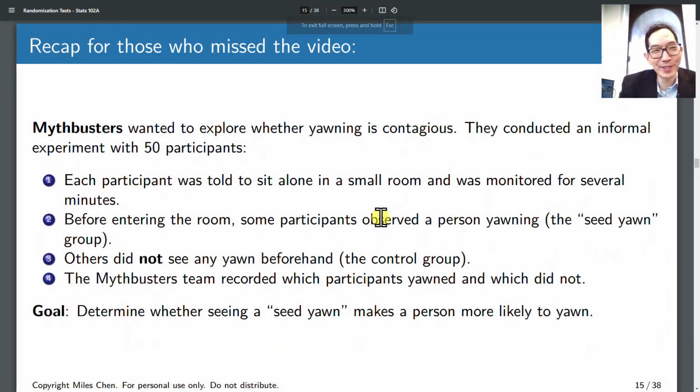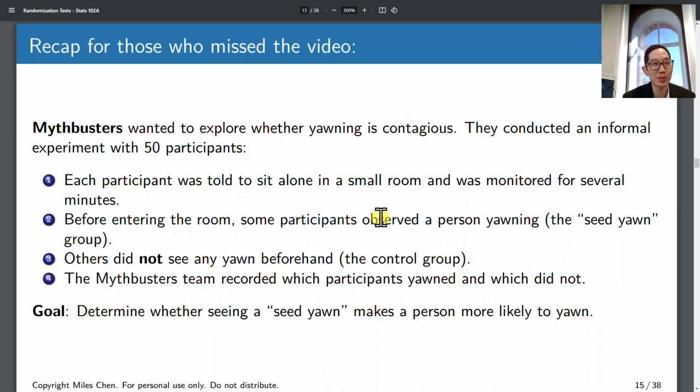The recap, if you didn't watch the video, is that Mythbusters wanted to explore whether yawning is contagious. So they conducted an experiment, and they got 50 participants at a local flea market, and each participant was told to sit alone in a small room and was monitored for a few minutes. Before entering the room, some participants observed a person yawning, and if they saw that person yawning, we said they were in the seed yawn group. Others didn't see anybody yawn before, and they are in the control group.